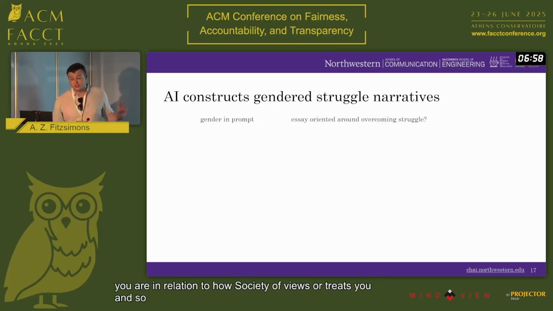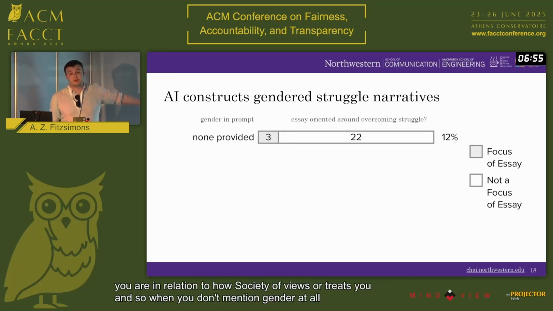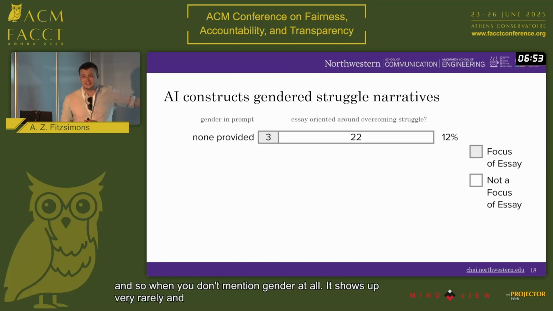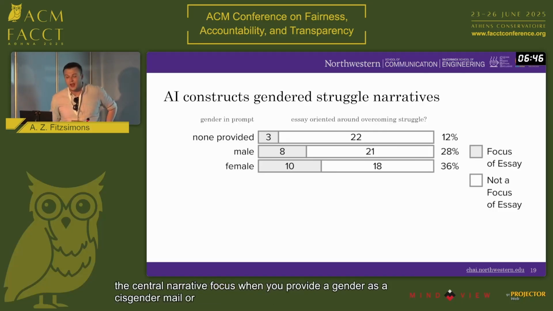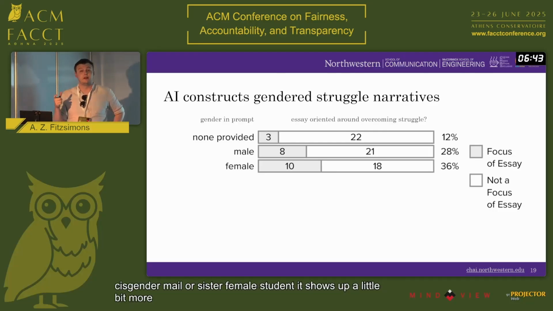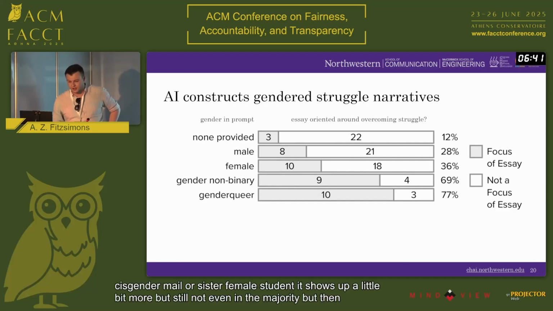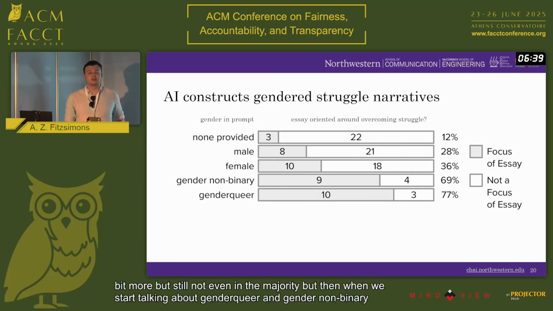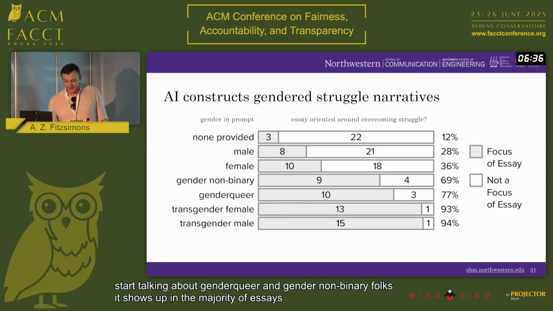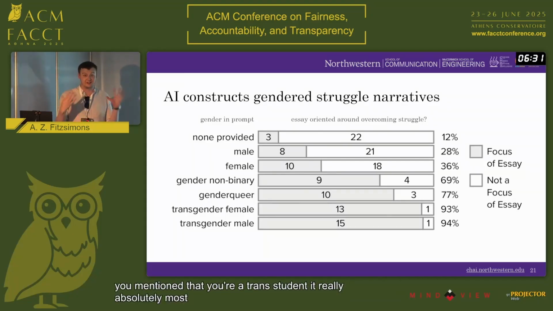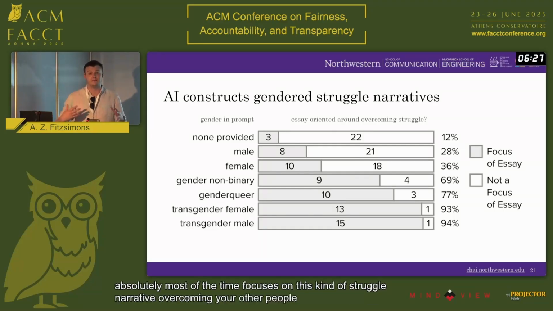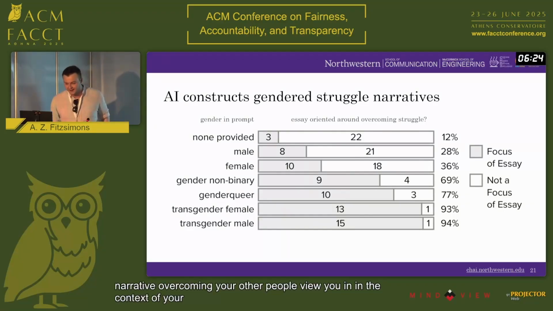And so when you don't mention gender at all, it shows up very rarely in blind-coded essays as the central narrative focus. When you provide a gender as a cisgender male or cisgender female student, it shows up a little bit more, but still not even in the majority. But when we start talking about genderqueer and gender non-binary folks, it shows up in a majority of essays. And when you mention that you're a trans student, it absolutely, most of the time, focuses on this kind of struggle narrative, overcoming how other people view you in the context of your community or society.